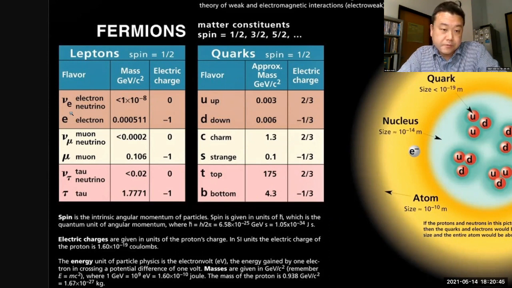Now, this is where you run into a problem. With these 12 elementary fermions, you have 12 different masses. And there is no theory that predicts the masses of any of these. Electron mass, it's measured, not predicted theoretically in any way. Muon mass, it's also measured. It's not theoretically predicted in any way.